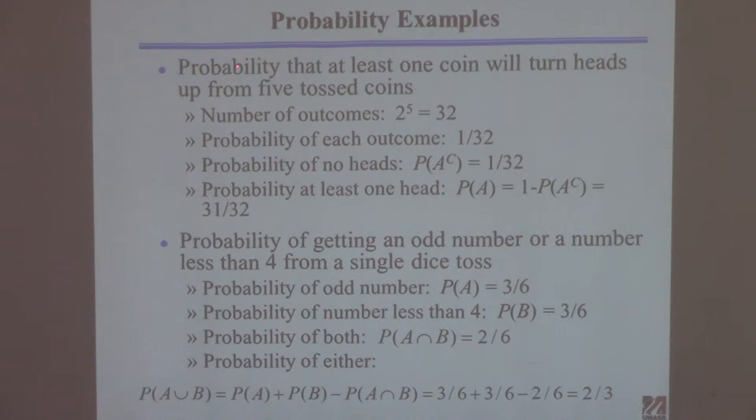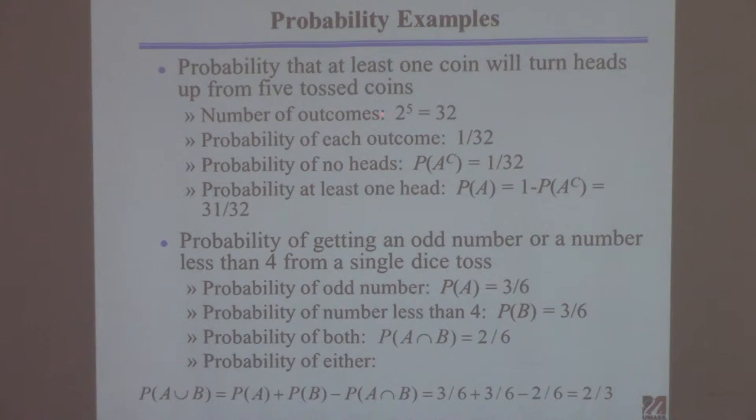All right, so what's the probability that... so what are you doing? You're tossing 5 coins. What's the probability you'll get heads at least once? Okay? So that means you could get it once, twice, 3 times, 4 times, or 5 times. So see, the idea here is, what's the number of possible outcomes?